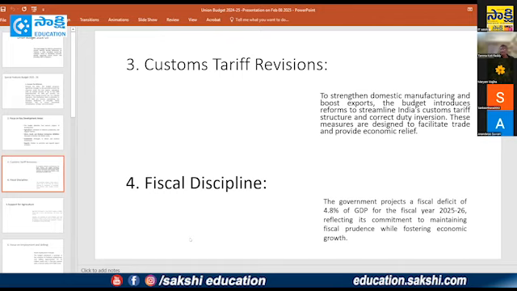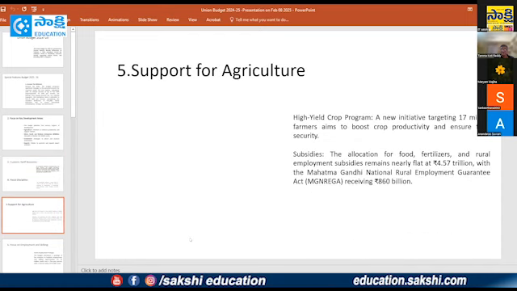So that's why the government projects a fiscal deficit of 4.8% of GDP for the fiscal year 2025-26, reflecting its commitment to maintaining fiscal prudence while fostering economic growth. That means that is part of how to remove the inflationary pressure from the economy.